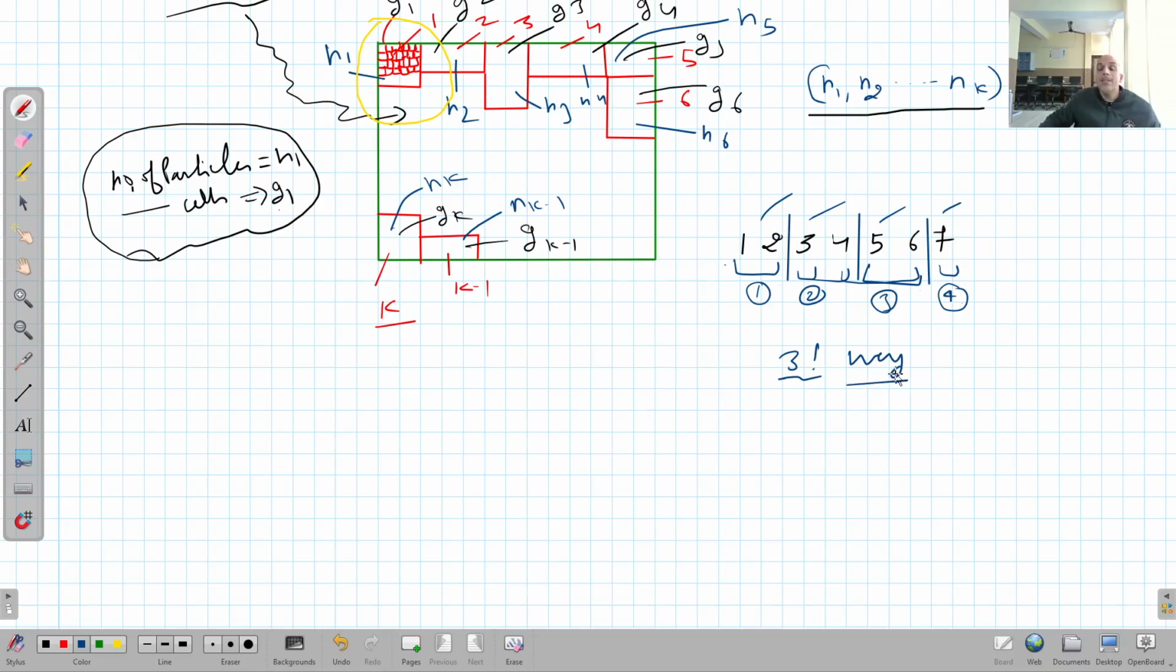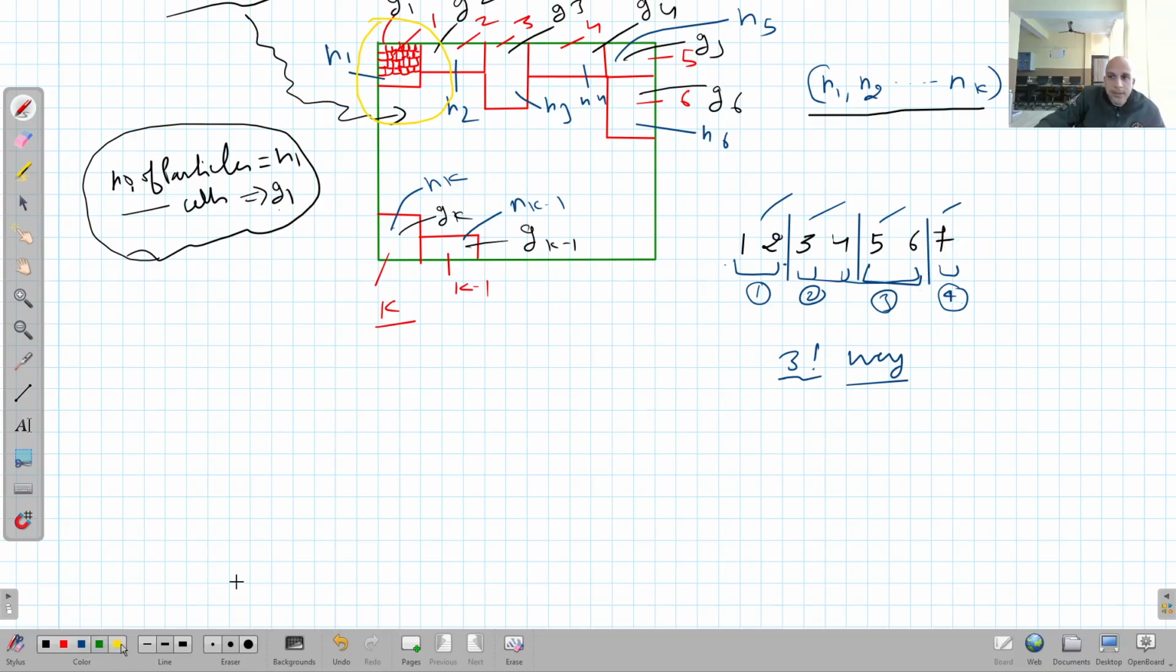Okay? That means I can make different compartments. In simple words, I can make different compartments of different sizes by adjusting these partitions. Clear? And I can do it in 3 factorial ways. So this is the way of changing the size. Clear? Now, each arrangement is different. Earlier it was different. Now, the number of particles: 1, 2, 3, 4, 5, 6, 7.